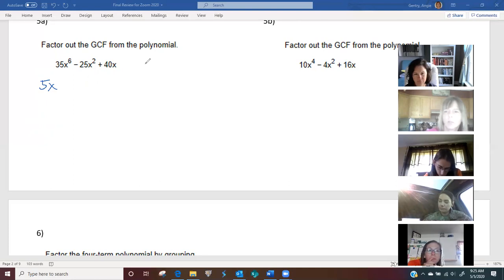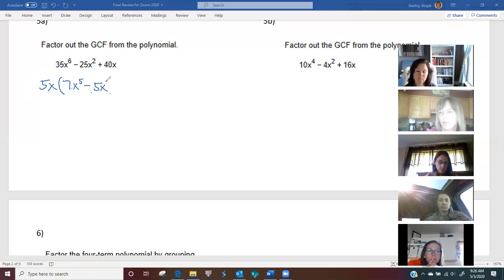So I always say, pull it forward and then open a parentheses, and then this times this has to be that, this times this has to be that, and this times this has to be that. So you're doing chapter 5 in reverse. So 5 times what is 35? 7. x times what is x to the 6th? x to the 5th. 5 times what is 25? So we have a negative 5, and x times x is x squared.